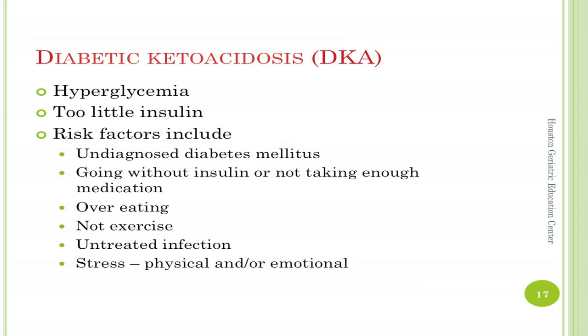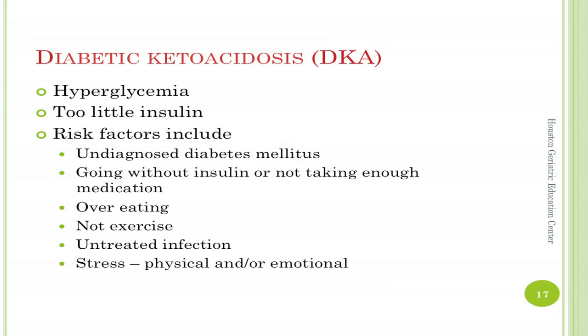Overeating, so they decide that they want to eat pie and cake and candy and Coke, and ultimately the result would be high blood sugar. They don't exercise. Another very common cause would be infection. So the elderly are prone to certain infections like urine infections and pneumonia, and they don't treat it. They're not on antibiotics, and so the body's response is a stress response, and that causes high blood sugar. And right here where it says stress, physical and or emotional, so any physical stress as well as emotional stress can cause high blood sugar.